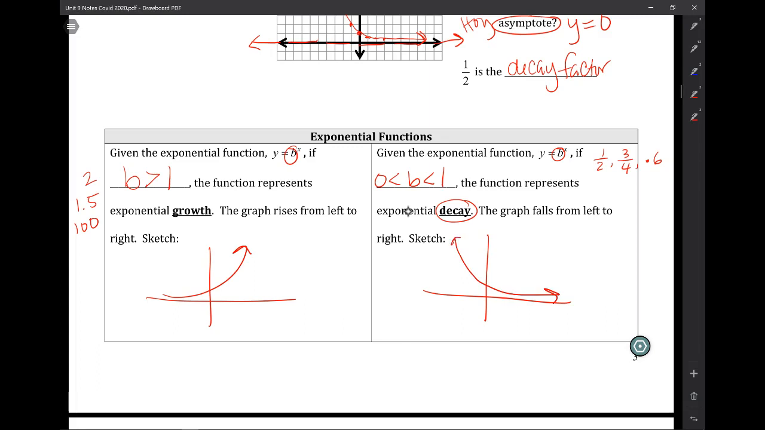And actually, let me go back to growth here for a second, because these numbers are easy to represent, or to recognize that they're growth. But what if I had a base 3/2 raised to the x? That would actually still be considered a growth, even though it's a fraction, because that fraction is greater than 1.